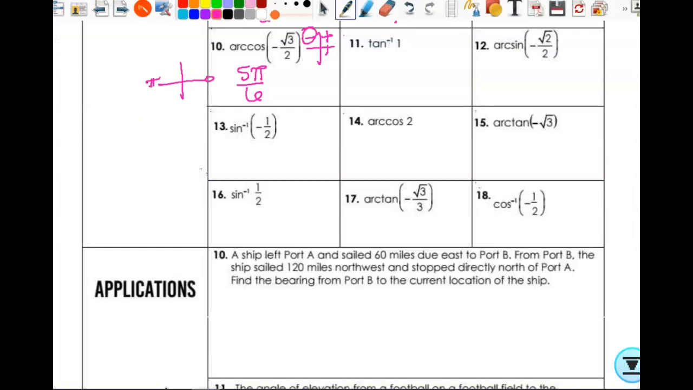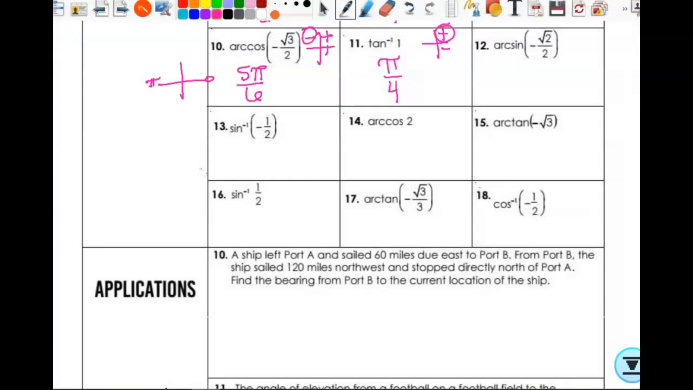Alejandro. Tangent inverse of 1. So tangent, I can only get my answers from which quadrants? First and the fourth. Good. Which one is this coming from? The positive. Good. So what angle gives me a tangent value of 1? Pi fourths. Good. Any questions about that? All right.